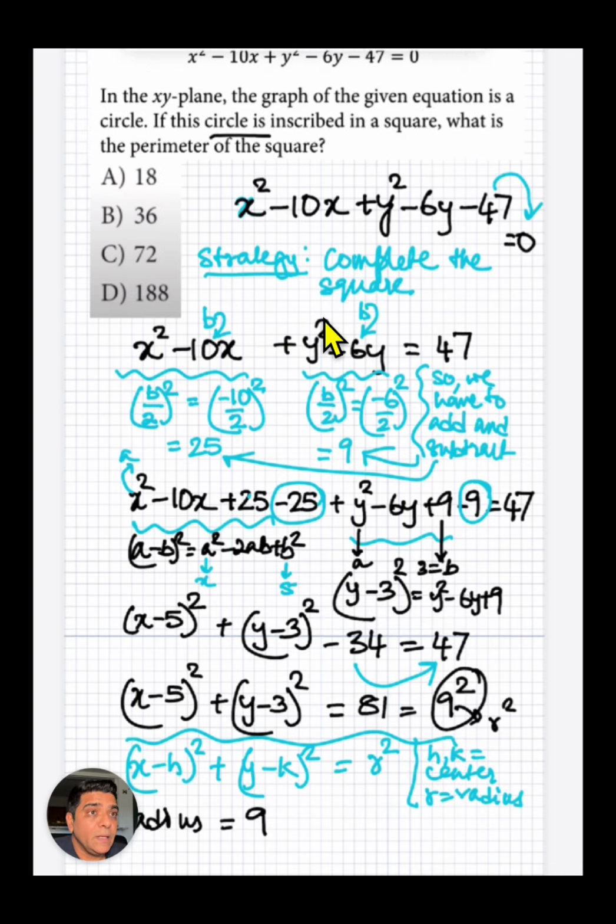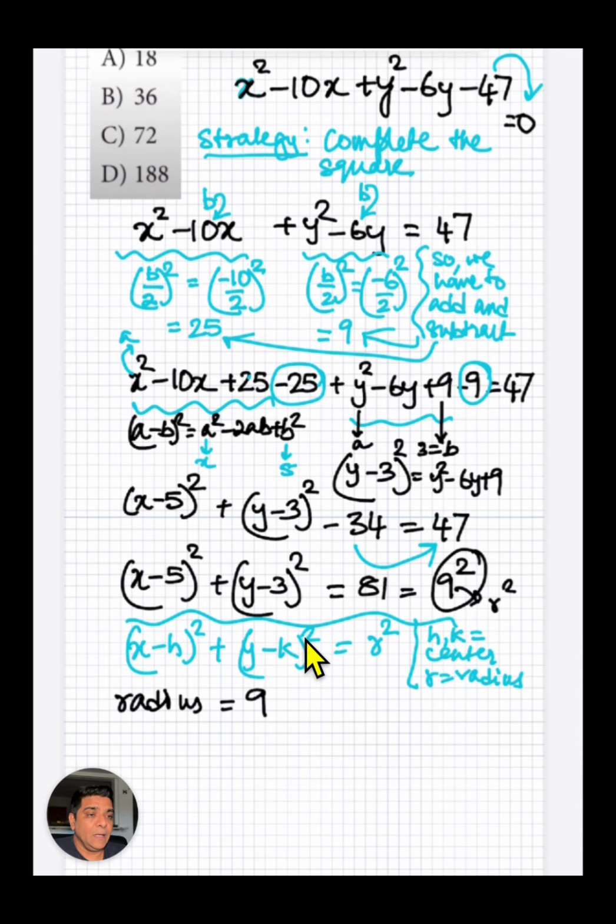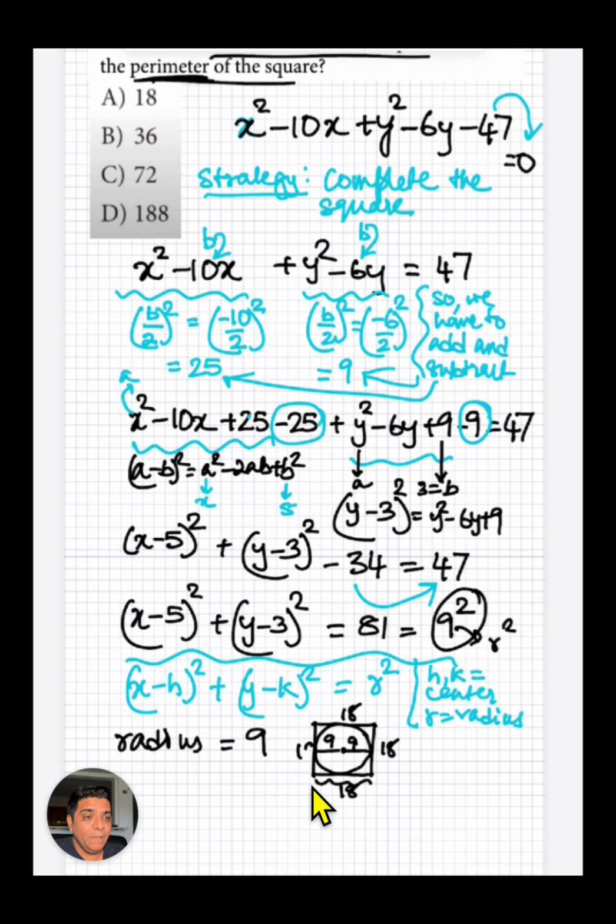Okay, now let's go ahead and inscribe the circle in a square. This is our circle with radius r. We put it in a square, and the radius is 9. So the diameter is what? It's going to be 18. The square has 4 equal sides, so all of the sides are 18. So the perimeter is going to be 18 times 4, which is equal to 72, and that is our correct answer.